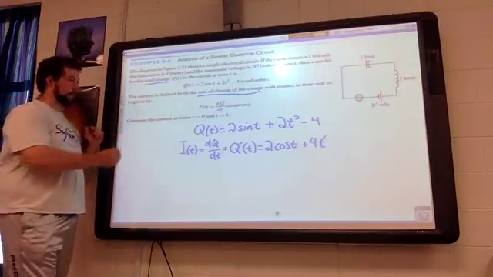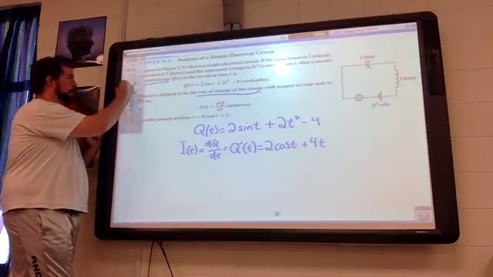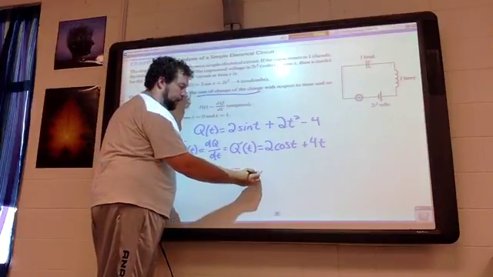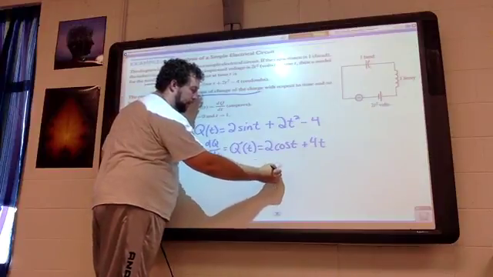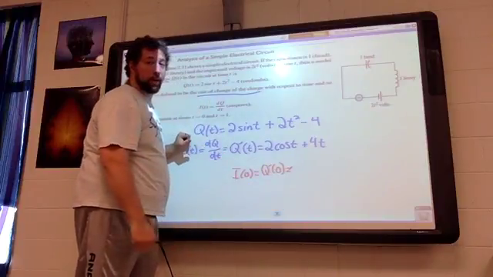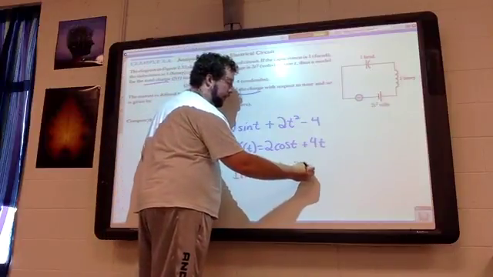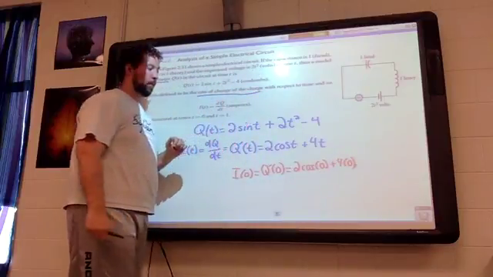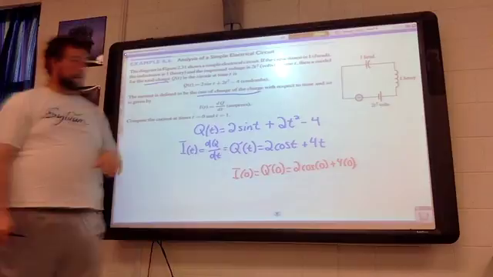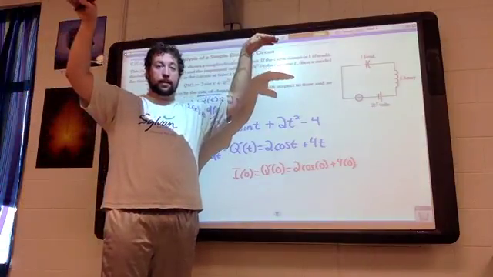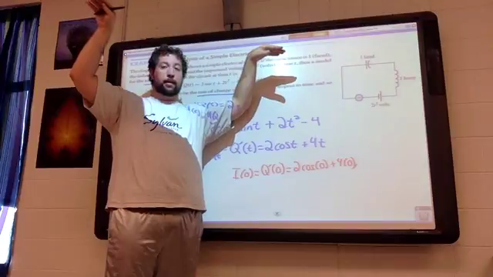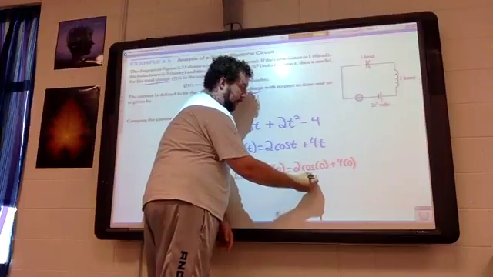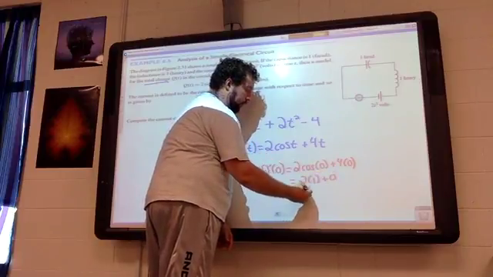So let's answer the question. I want to compare the current at time 0 and time 1. The I of 0 is the Q prime of 0, which just means plug a 0 in there. So you have 2 times the cosine of 0 plus 4 times 0. And you've got to remember some of your trig stuff. The cosine of 0, cosine looks like this. So at time 0, cosine is at 1. So this turns into 2 times 1 plus 0, or just 2.